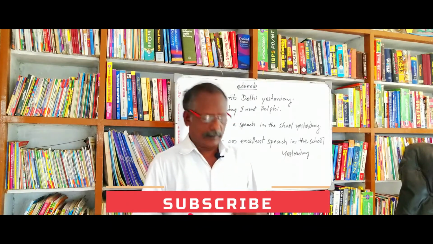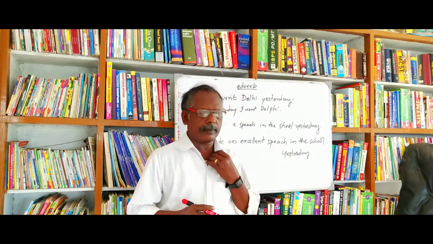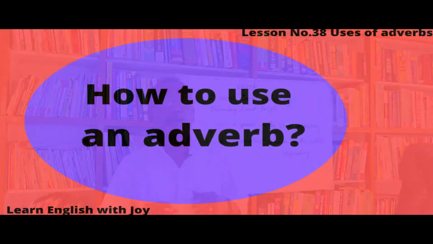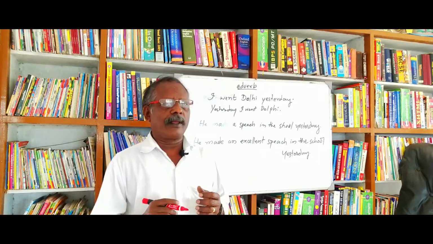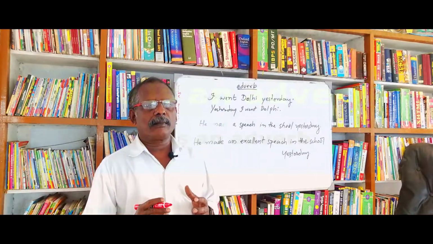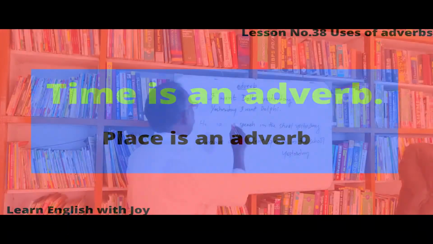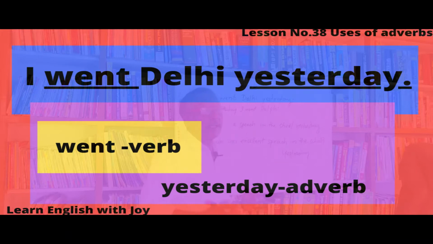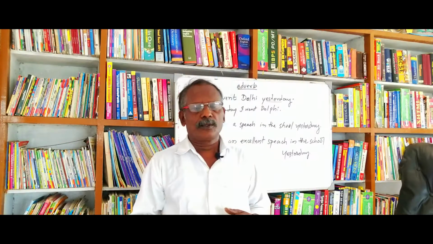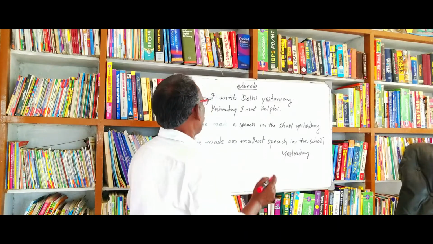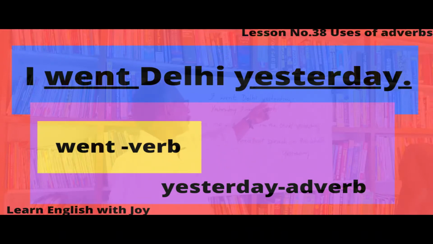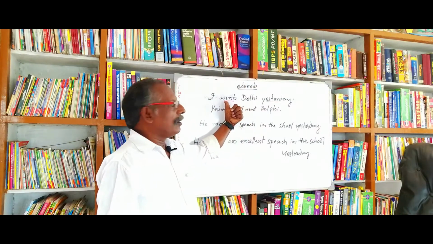Today, I want to share how to use an adverb. For example, say time is an adverb. See, yesterday, the word yesterday gives us time sense. So, time tells about what went. Went is the verb in this sentence. Yesterday went. So, the word yesterday qualifies the verb went.